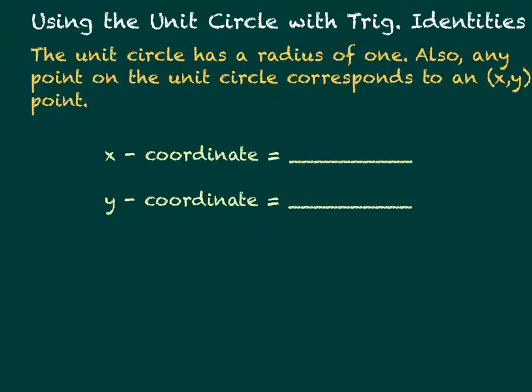Using the unit circle with trig identities. The unit circle has a radius of 1. Also, any point on the unit circle corresponds to an xy point. Now, the x-coordinate of this particular xy point, given a certain angle, is going to be cosine of theta, your angle measure, and the y-coordinate is always going to be sine of theta. So we can use this information to easily find the other 4 trig functions of this particular angle measure.